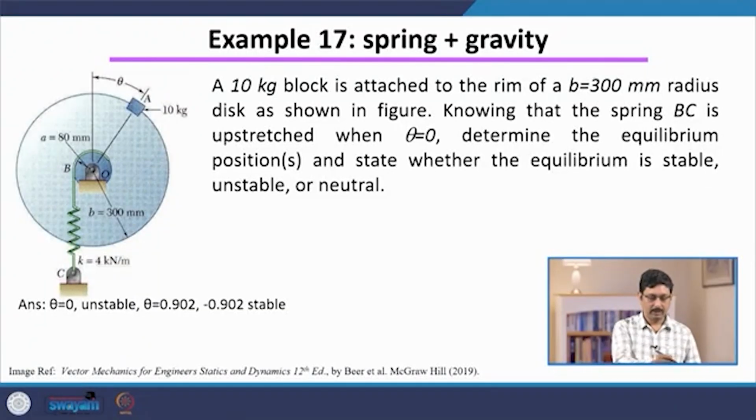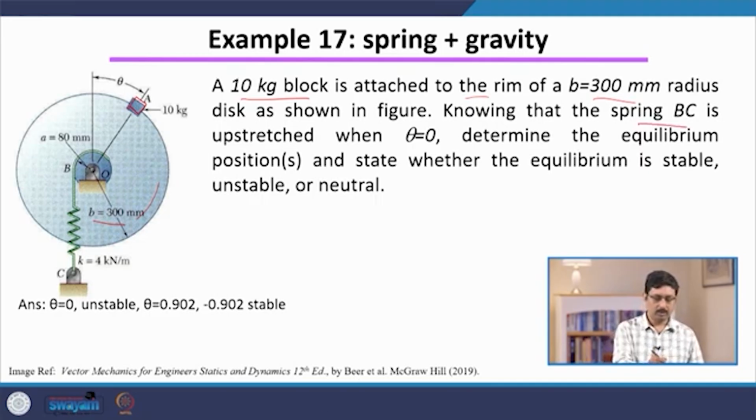We have a mechanism as shown in this figure. A 10 kg block is attached to the rim of a disc whose radius is b, equal to 300 millimeter. At the center, the block is also attached to some wheel which can rotate, and this wheel is attached to a spring BC. This is the mechanism.